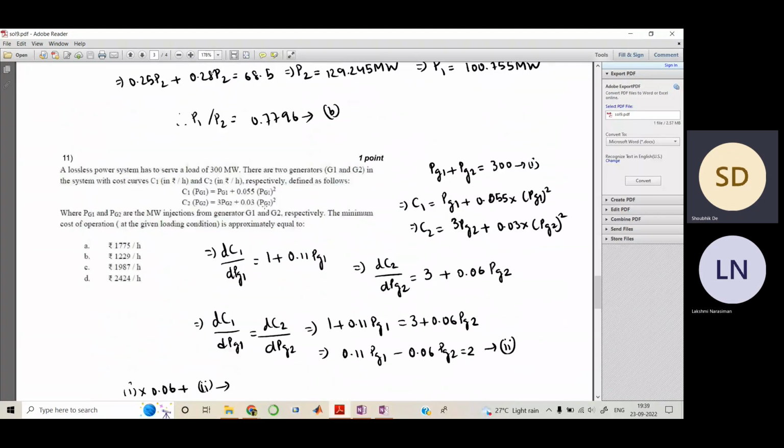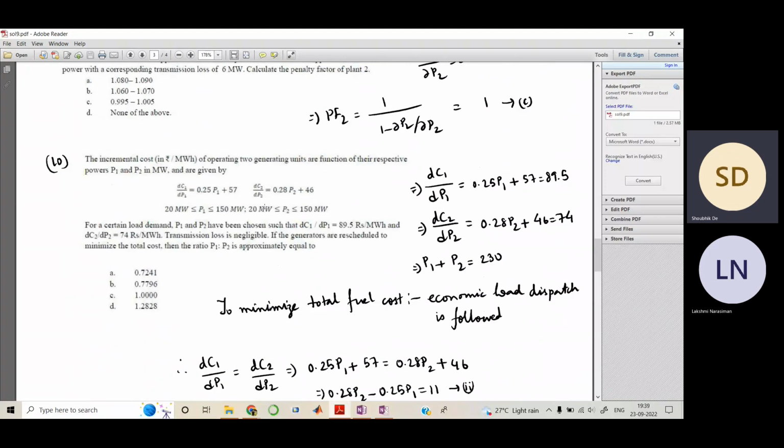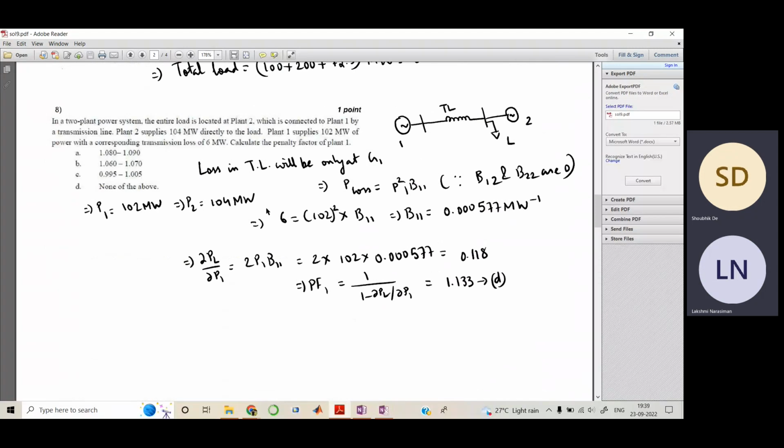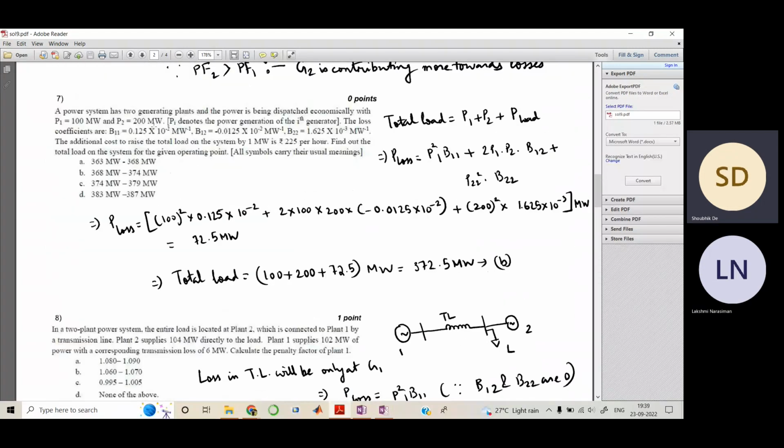Let me go to some other problem. It is the generation of the ith generator. In some questions you saw, for example in question number 7, Pi denotes the power generation of the ith generator. It's not the rated capacity.